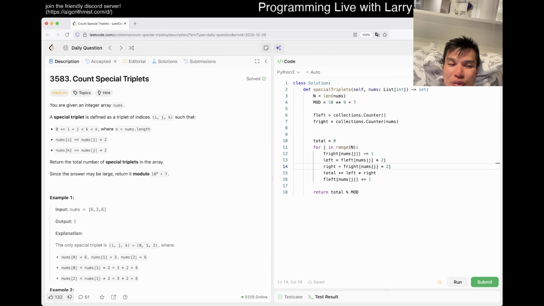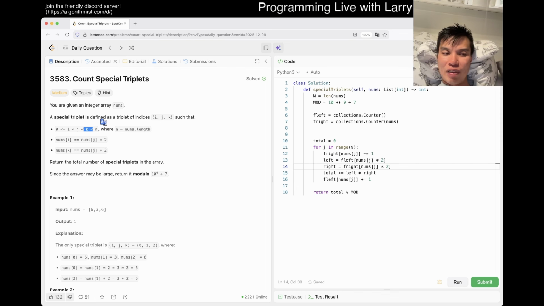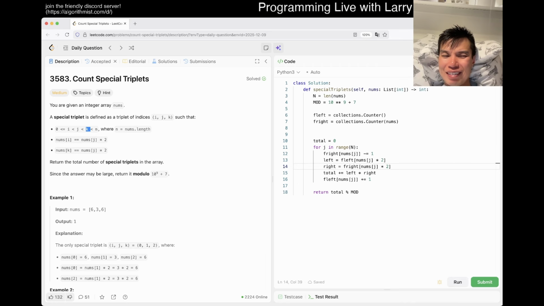In this case, j feels like the easiest because then you can only look at the left and the right to count. If you loop on i, maybe you could count the number of nums[j] by taking half of it, and the number of k on the right side. But because the ordering matters, it makes it way more complicated and confusing. That's why doing it on the middle one makes it a lot easier. But yeah, that's all I have for this one.